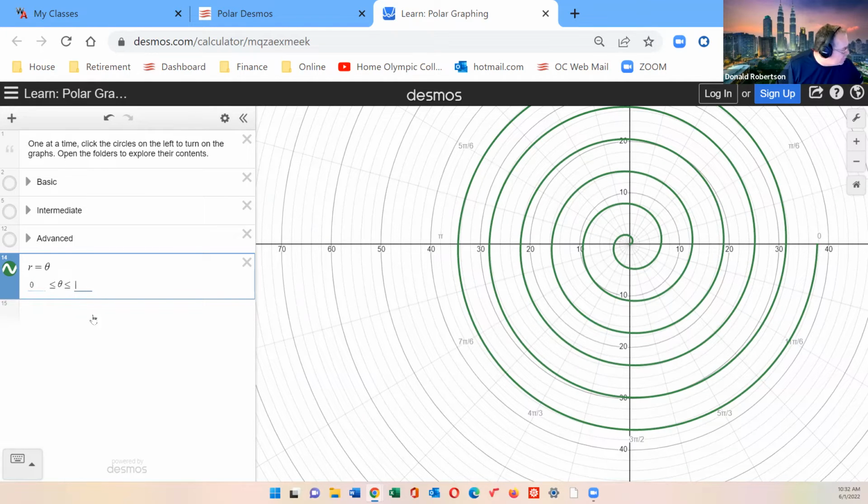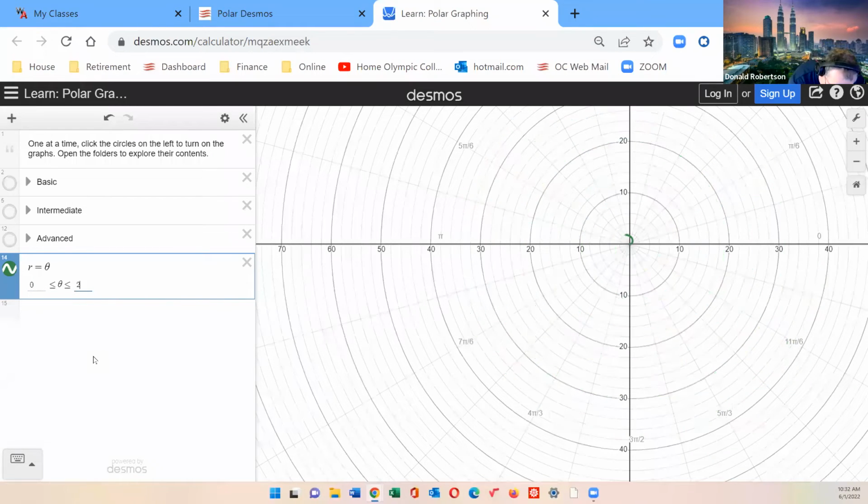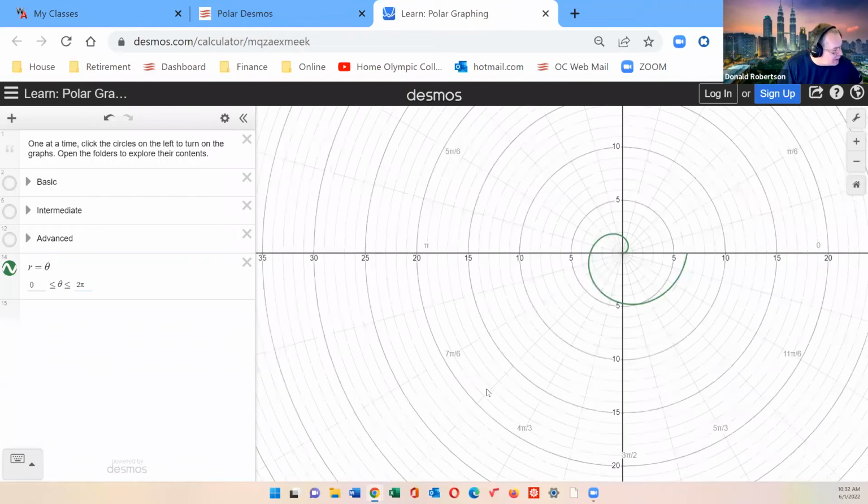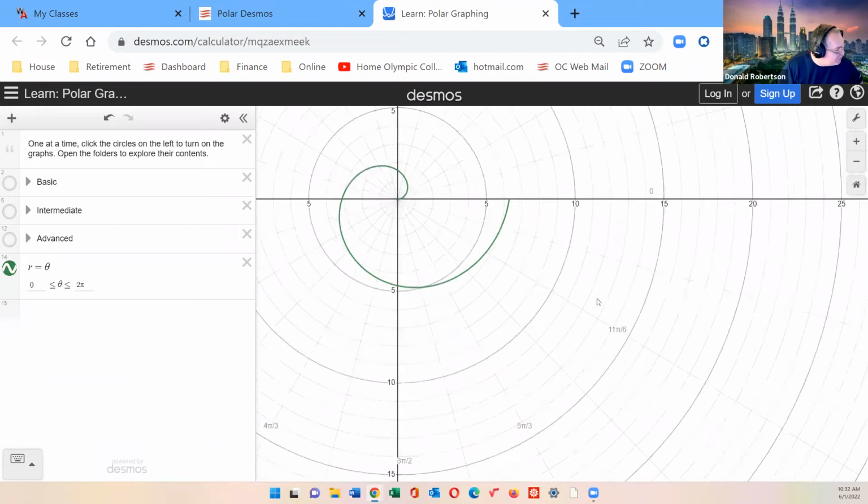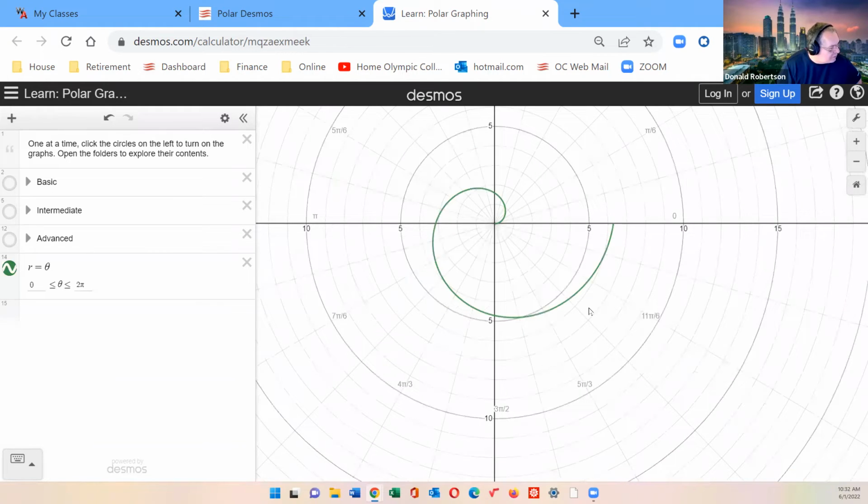So you don't want to plot all of them. You can say theta to 2 pi. Do you see that all you get then is the piece of the curve from 0 to 2 pi? There's another one. Oh, here is a sequence of functions.